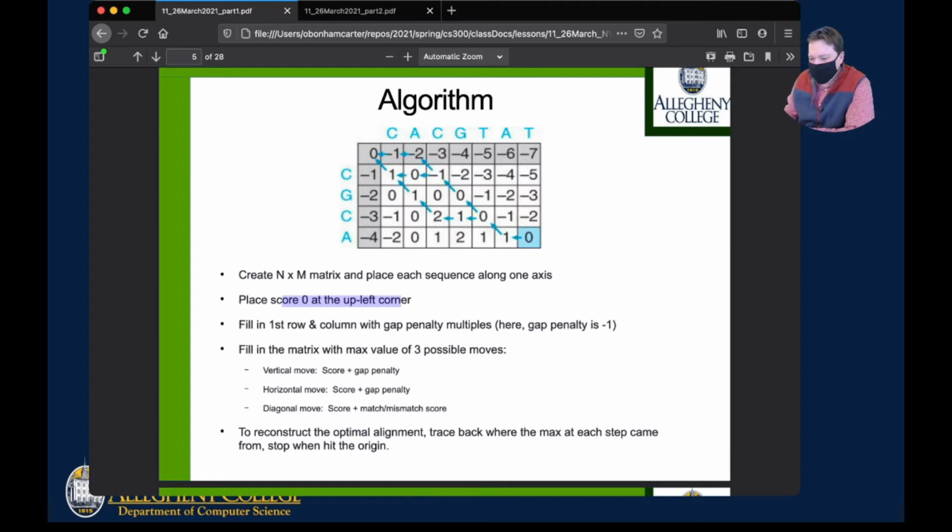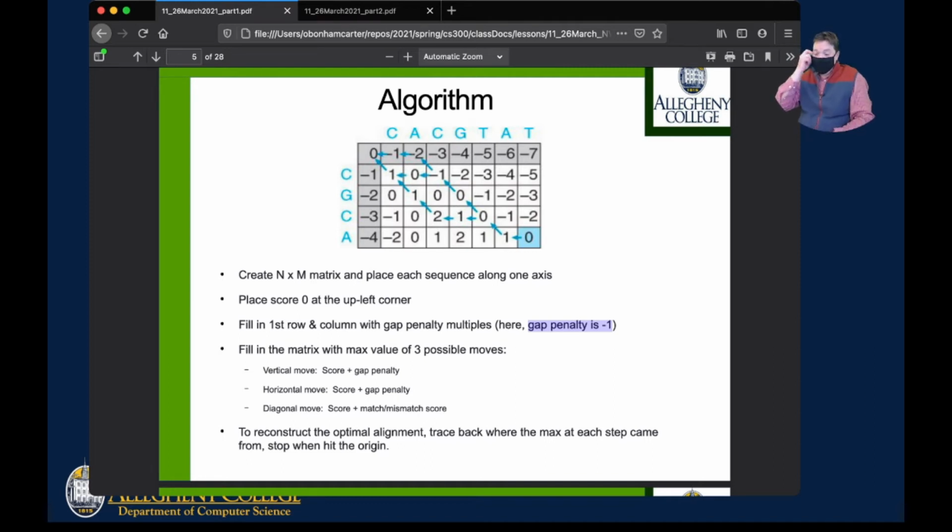Fill in the first row and column with gap penalty multiples. You're going to have to be told how to score this thing. So, for instance, the score is going to be a gap penalty of -1. What that means is that one of the calculations you have to make accounts for gaps which may appear, and so you have to know that you're supposed to subtract 1 point if you find gaps.